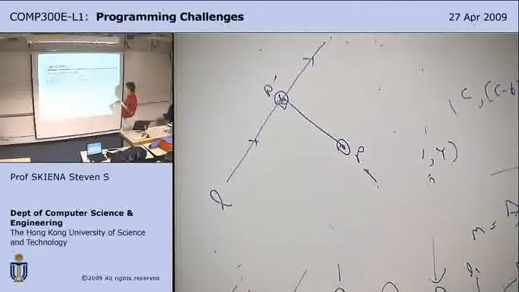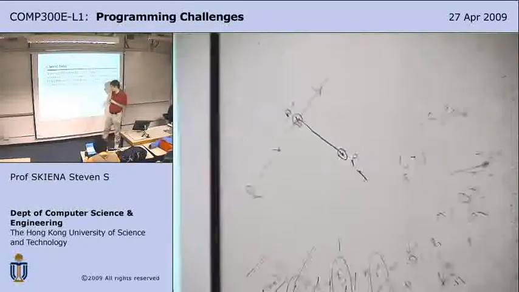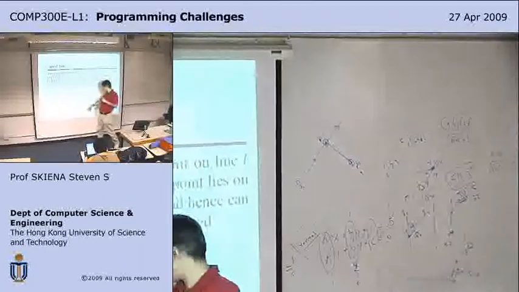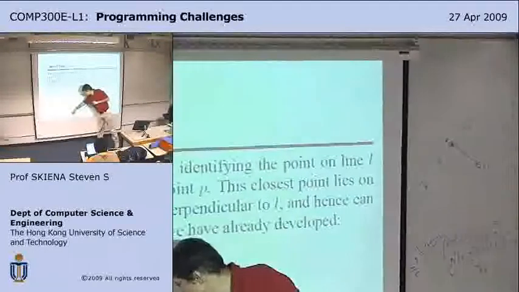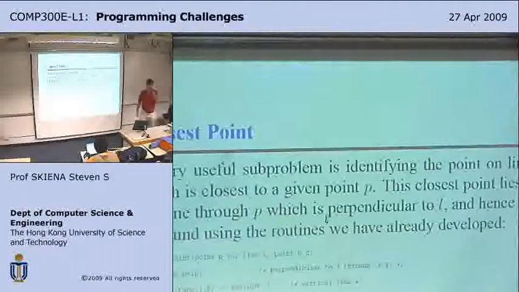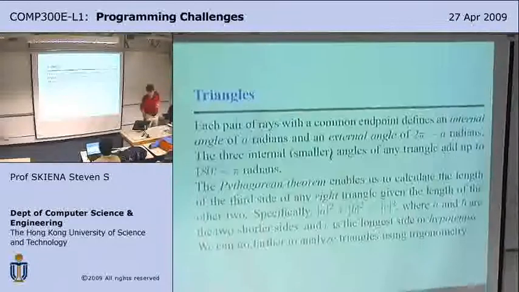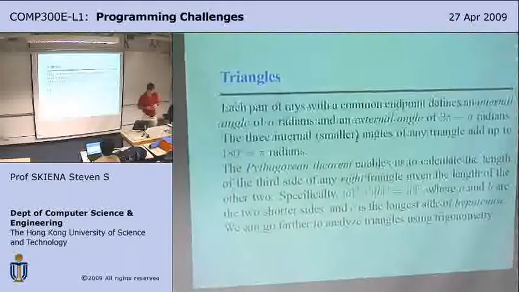So how is it that I found the perpendicular? In here, for the closest point between two lines, I dealt with the special cases of verticals and horizontals, which are sort of a pain in the neck, but I dealt with them. Then I found the representation of the perpendicular line, and then found the intersection point using my previous routine. Any questions about that? So that turns out to be a useful primitive with these things. Any questions? Okay.